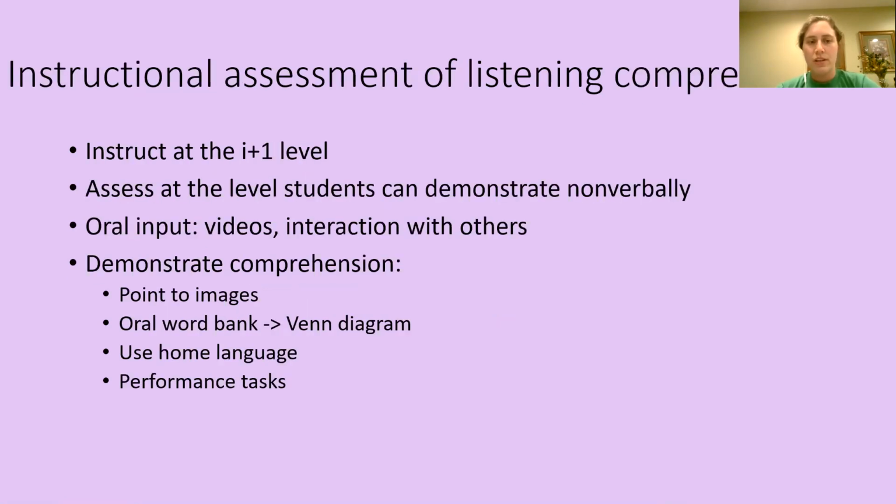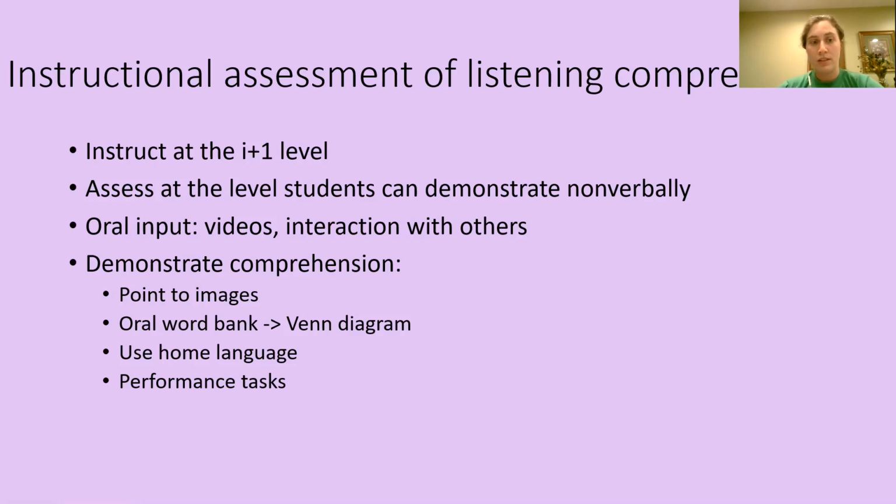All right, so we should instruct at the I+1 level. The I level is what the student can do on their own. And so the I+1 level is what they can do with our help, with the scaffolding of the teacher. So we should assess at the level that students can demonstrate non-verbally, and we can provide oral input, such as with videos or with interactions. And the students can demonstrate their comprehension by pointing to images.